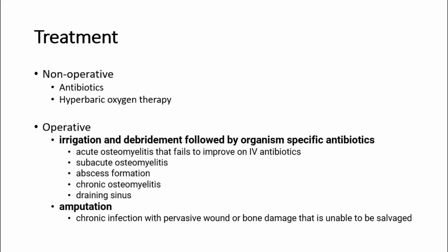Indications for this are acute osteomyelitis that fails to improve on IV antibiotics, subacute osteomyelitis, abscess formation, chronic osteomyelitis, and draining sinus. Another operative option is amputation, which is indicated in chronic infection with pervasive wound or bone damage that is unable to be salvaged.